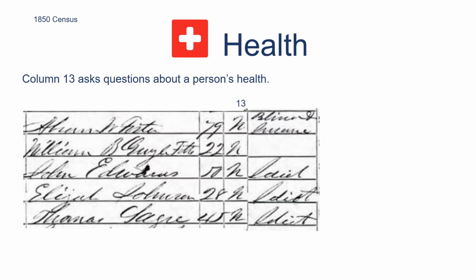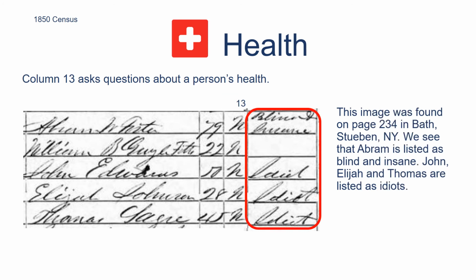Health. Column 13 asks questions about a person's health. This image was found on page 234 in Bath, Steuben, New York. We see that Abram is listed as blind and insane. John, Elijah, and Thomas are listed as idiots.